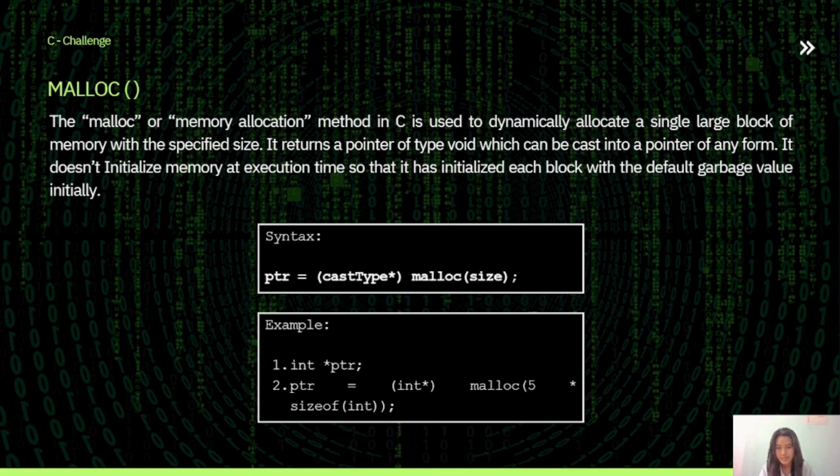Yung size naman, this function call requests a block of memory from the system with a size specified by size in bytes. The size argument determines how much memory to allocate. So if malloc successfully allocates the memory, it returns a pointer to the beginning of the block, and if the memory cannot be allocated due to lack of available memory, malloc returns null.